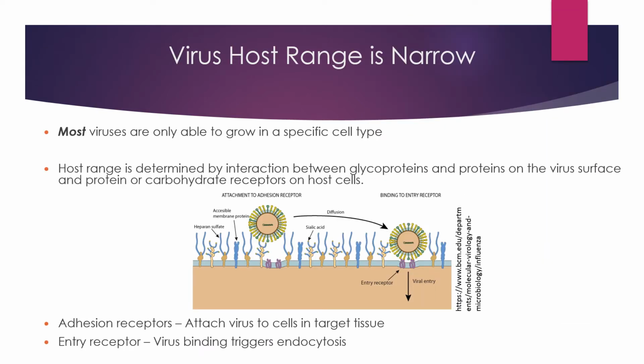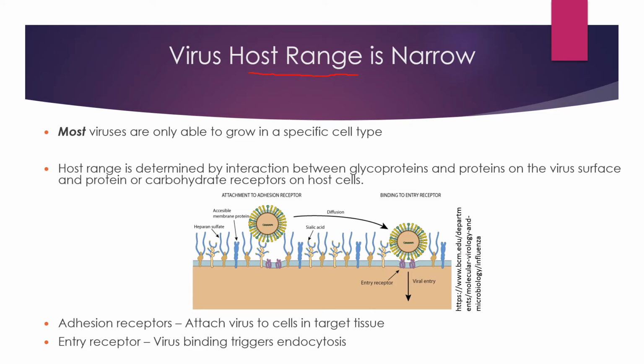Most viruses are only able to grow in specific tissue types or specific cells in organisms. We call the number and the types of cells that a virus can infect its host range. And typically the host range for a virus is very narrow. If you think about HIV, out of all of the different types of cells in the body, it's only able to infect one type. And we'll talk about that in another lecture.